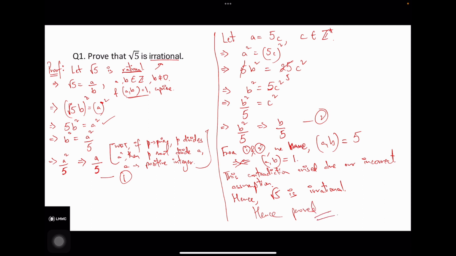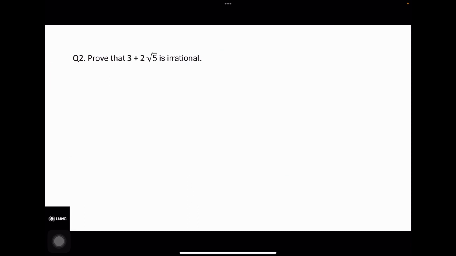So this is how you have to prove such kinds of questions, whether it is root 5 or root 2 or root 3, root 7. All those irrational numbers, you have to prove in this way. All right, moving forward to the next question. Here we have a slightly different number. Although we can see a root 5, along with this we have some other numbers. We have 3 plus 2 root 5. This we have to prove as irrational.